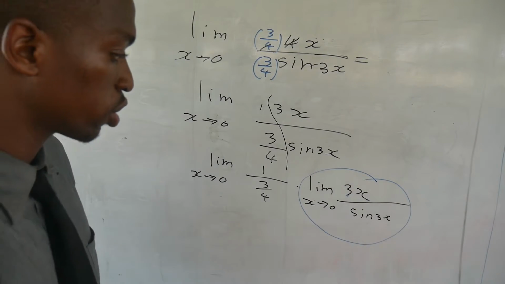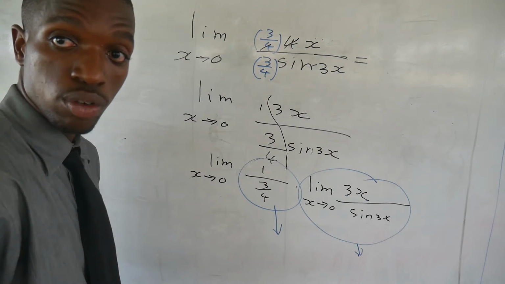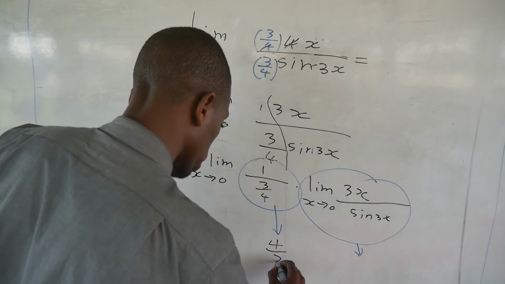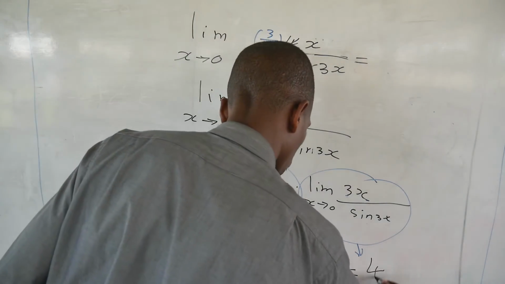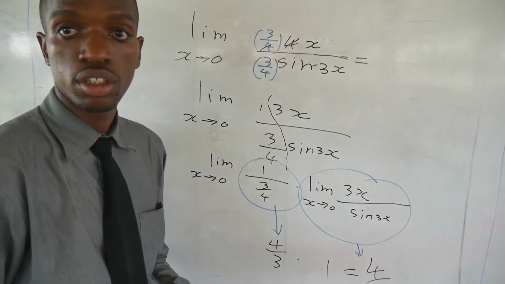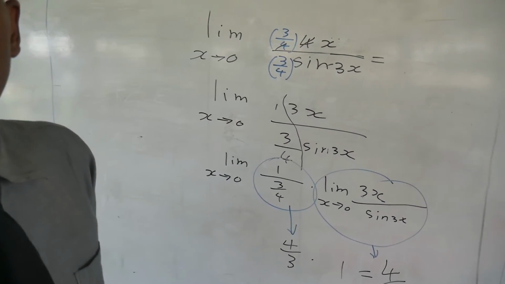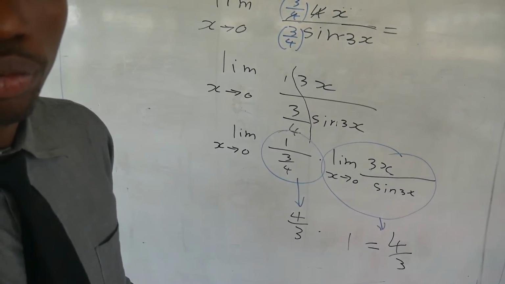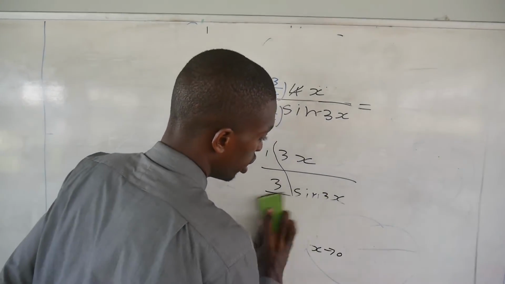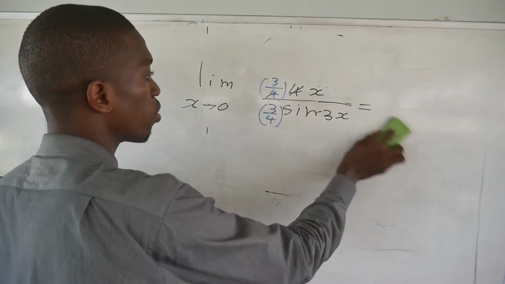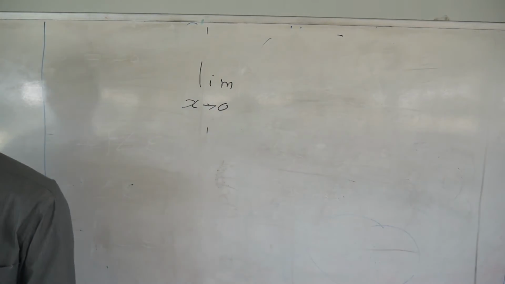This is just 1, and 1 over 3/4 is 4/3. So this is 4/3 times 1. So the answer is simply 4 over 3. And that is our answer. Alright, next question. So the limit as x goes to 0 of 4x divided by sine 3x is simply 4/3.